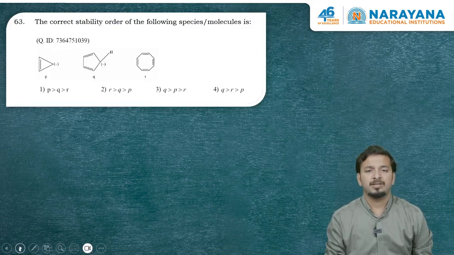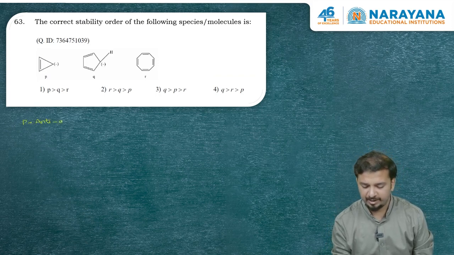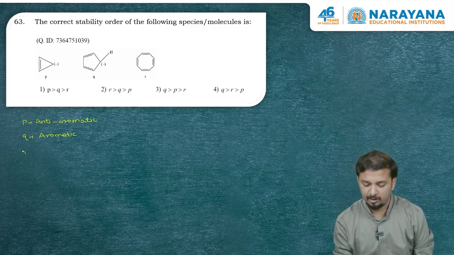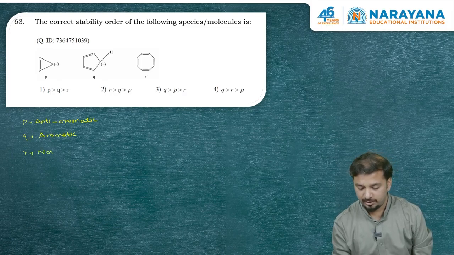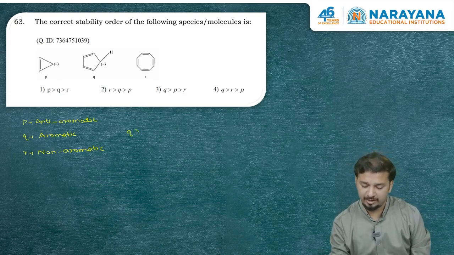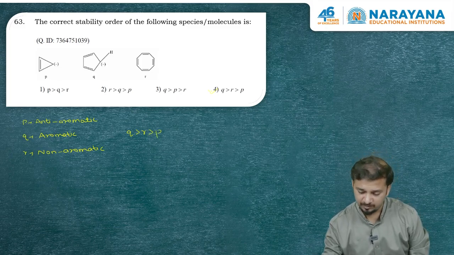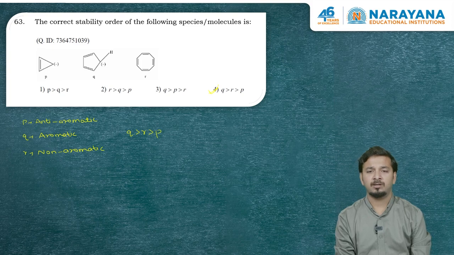Moving to next question. The correct stability order of the following species molecule is. So we have three molecules given, P, Q and R. So we can see molecule P is anti-aromatic molecule. Molecule Q, we can see it is aromatic molecule, and molecule R is non-aromatic molecule. And we know order of stability that aromatic molecules are more stable than non-aromatic, and non-aromatic is more stable than anti-aromatic. So correct answer for this question is option 4, that is Q more than R more than P.